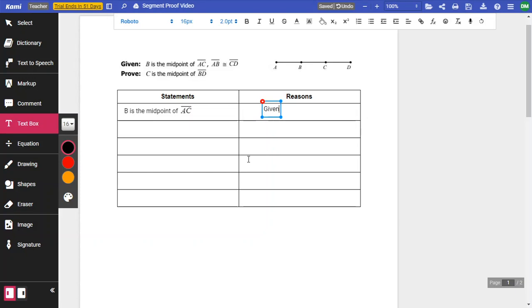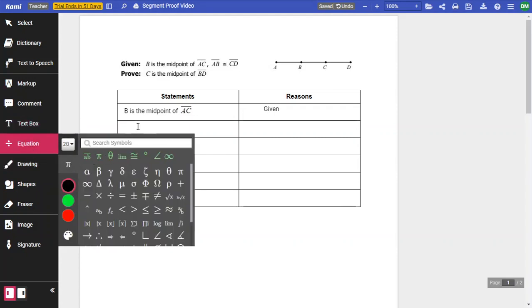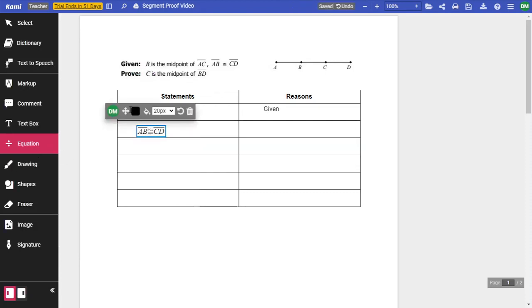We do have some more given information, so let's go ahead and put that down too. We know that AB and CD are congruent to each other. So let's go ahead and get that into our proof. So we know that segment AB is congruent to segment CD. Okay, now I've got both pieces of given information on here.